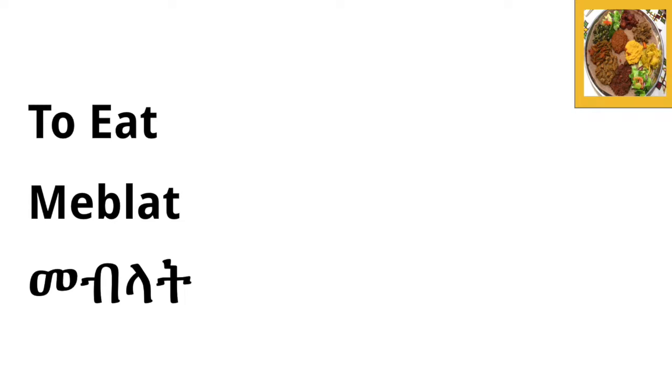So the first word that we're just going to look at is the infinitive form of the verb to eat in Amharic. To eat is mablat. This follows the same me prefix for verbs in the infinitive form. So mablat, that's to eat in Amharic. And then you can see I've included the Amharic Fidel spelling of it as well.